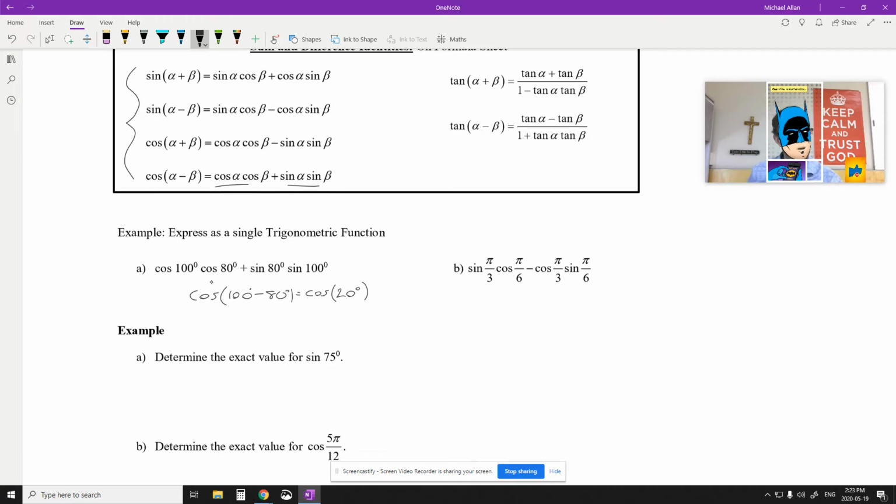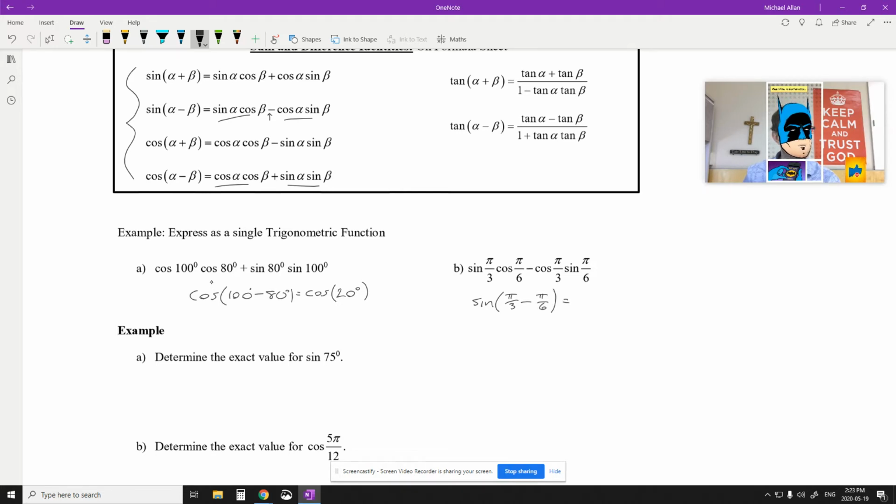Okay. Now I'm going to look again. We're going to look at this one here. This is going to be sine cos minus cosine sine. So it's a minus 1 with a sine cosine. So it's not going to be the cos ones. Sine cos minus cosine sine. Okay, so this is good. So that's going to be sine of pi over 3 minus pi over 6.